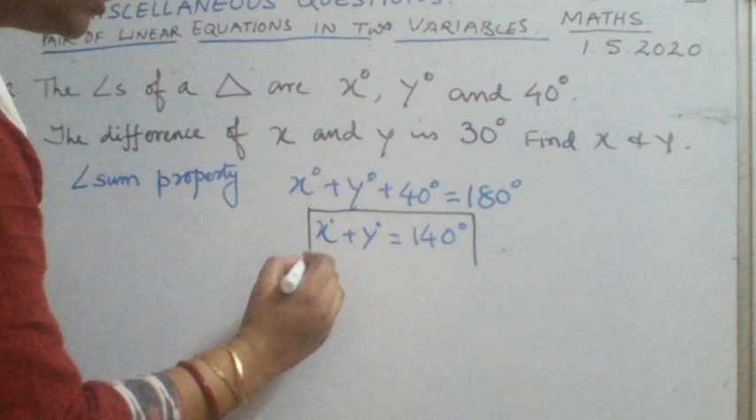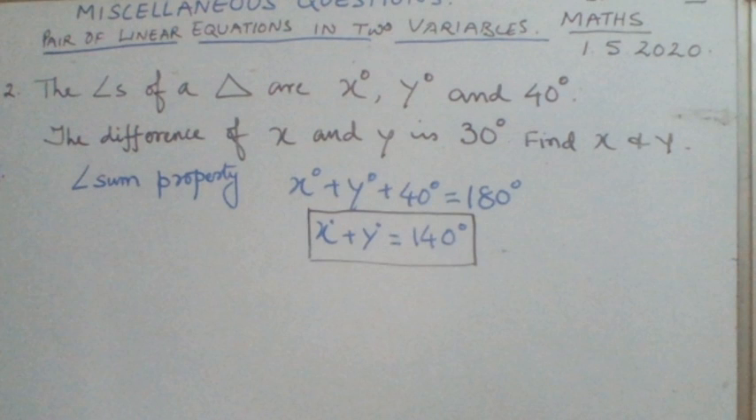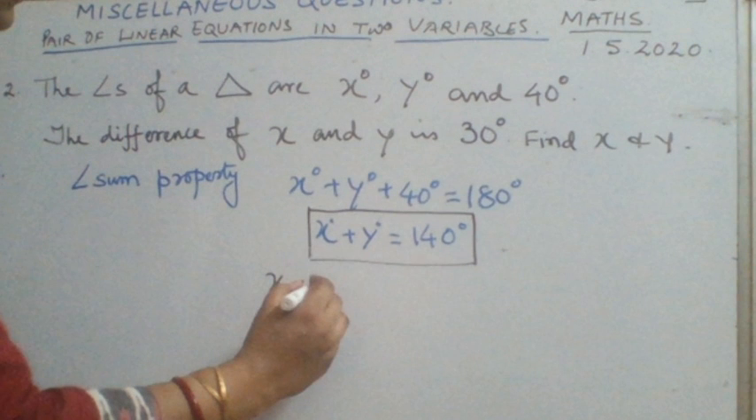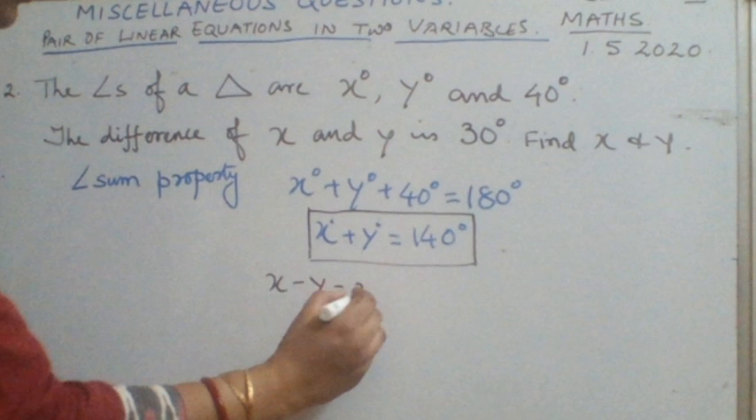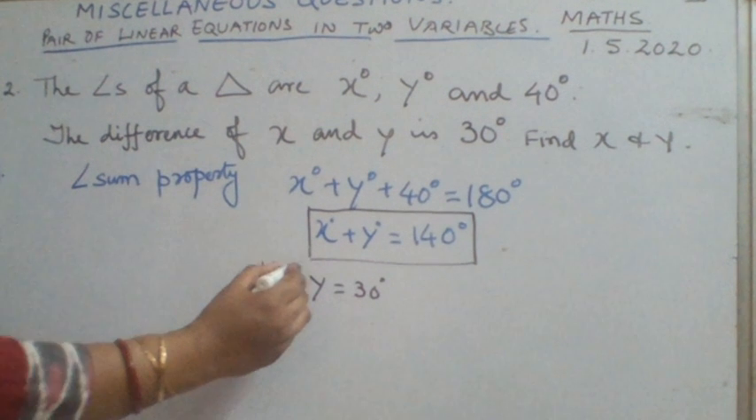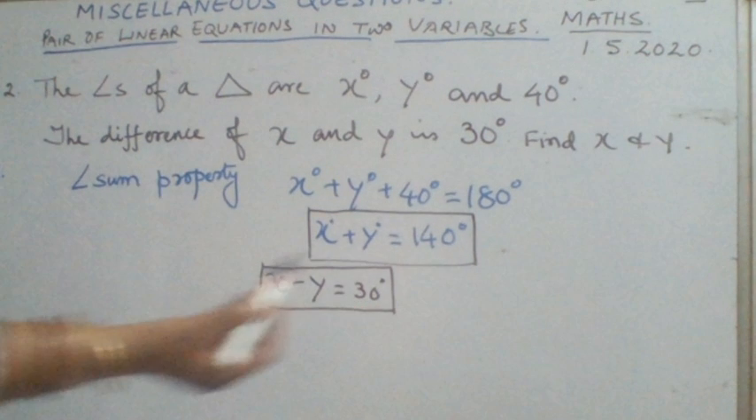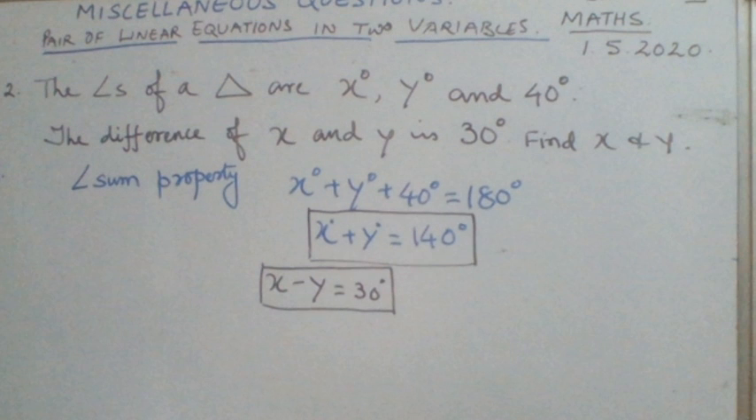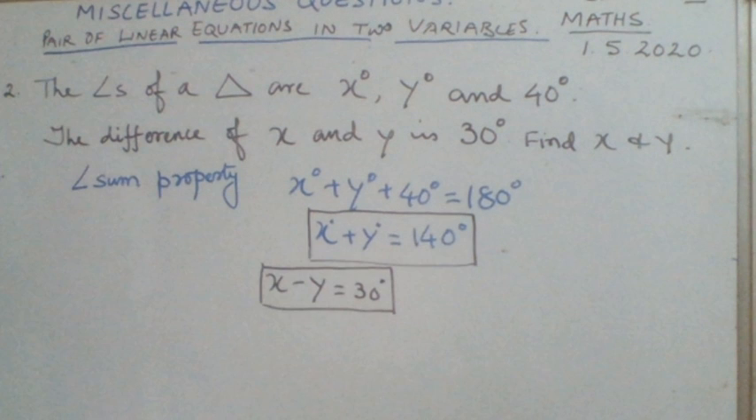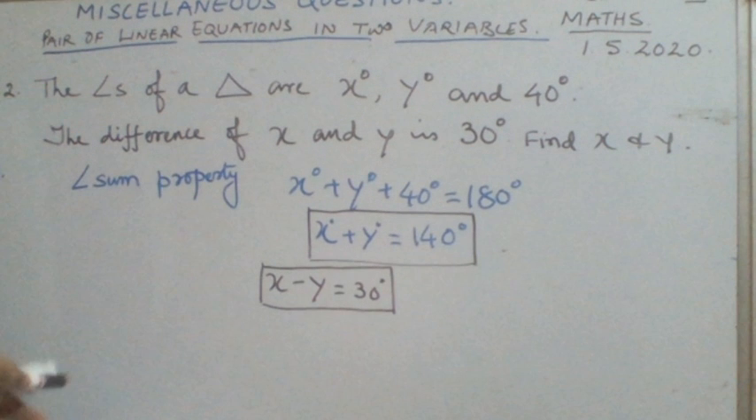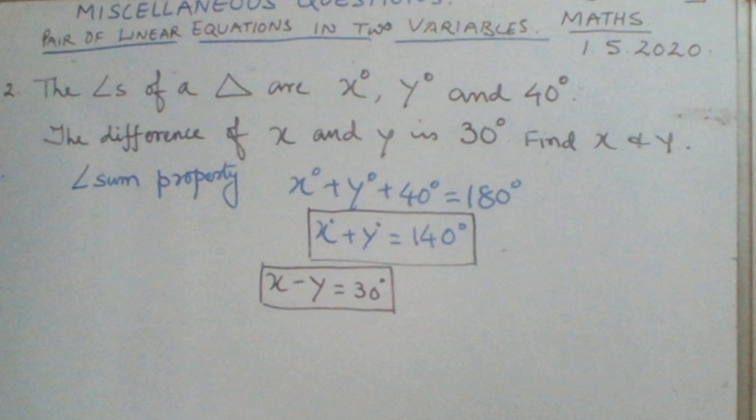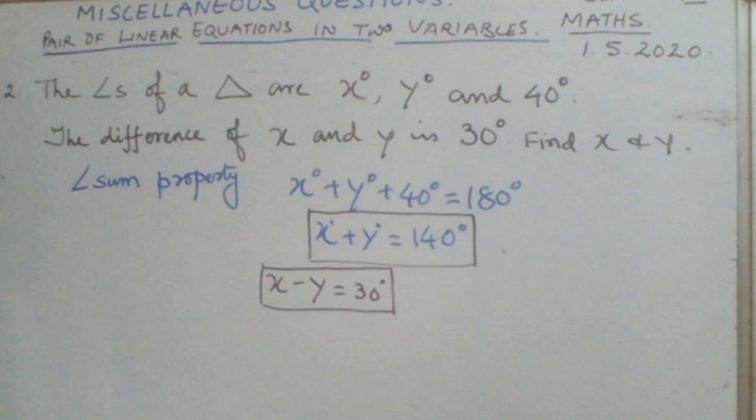And then the other one, it is directly stated that x minus y is equal to 30 degree. This is another linear equation. Difference of x and y is 30 degree. So x minus y or y minus x is equal to your 30 degree. So these two linear equations, simple. Now you can solve it and give me the answer. Now the answer will come.